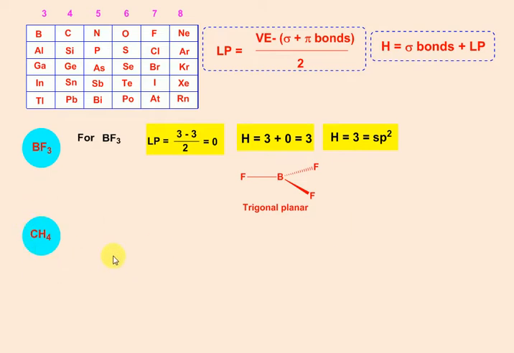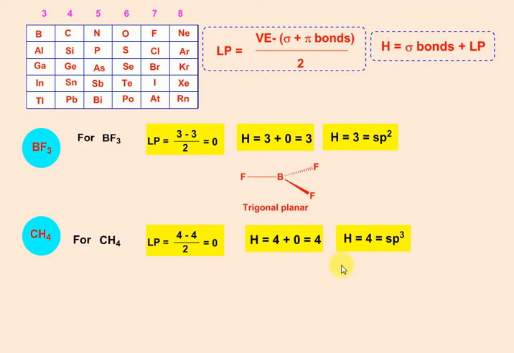Let us find out for CH4. Friends, how many valence electrons does carbon have? Carbon has 4 valence electrons. So number of lone pairs is equal to 4 minus the number of bonds, which is 4. 4 minus 4 divided by 2 is equal to 0 lone pair on carbon in CH4. So hybridization is equal to number of sigma bonds 4 plus lone pair 0 is equal to 4. So 4 means sp3 hybridization, and for sp3 we know that the geometry, the shape of the molecule, is tetrahedral.